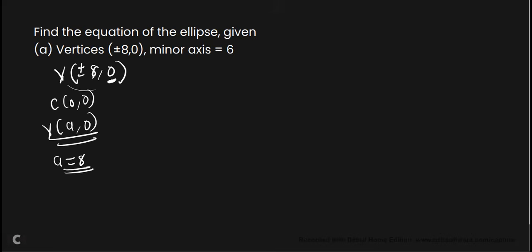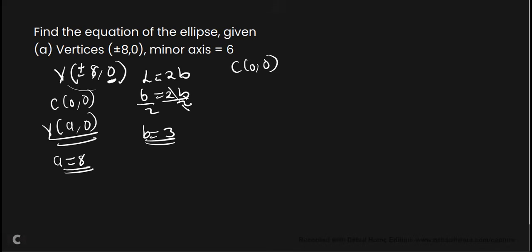Then how about your B? What is your minor axis? It is 6, which equals 2b, divided by 2, so your b is 3, just like that. Then what's the general equation of the ellipse when the center is 0, 0?